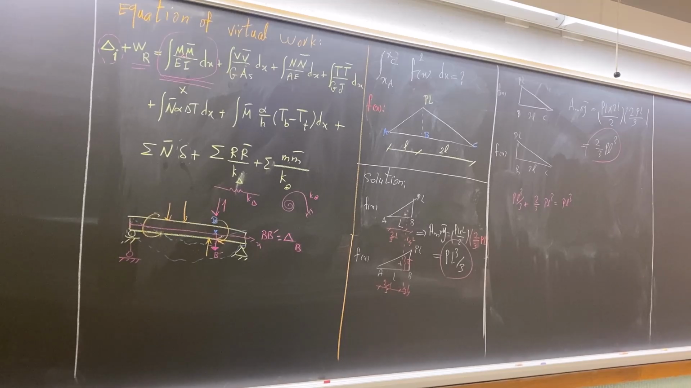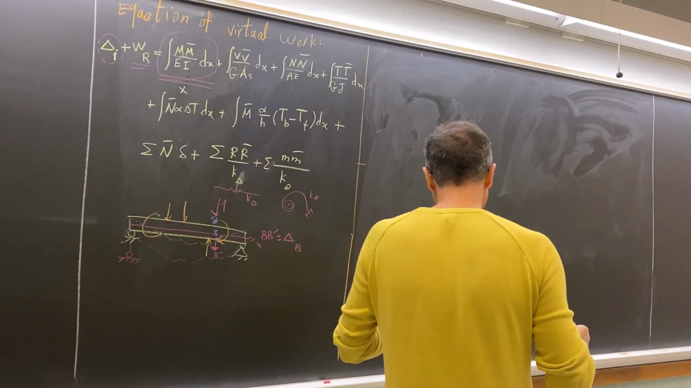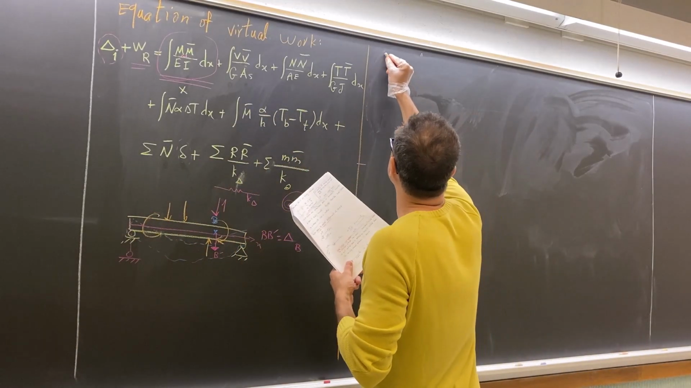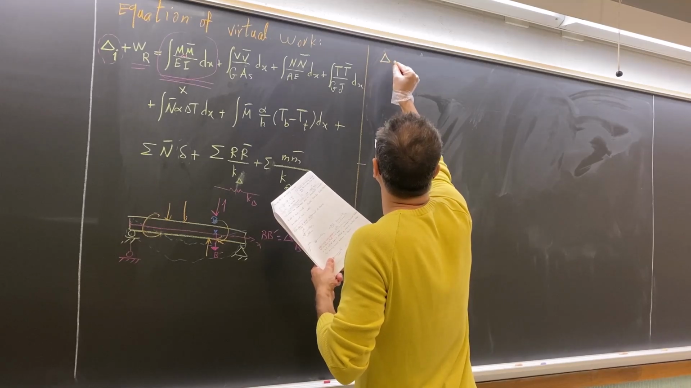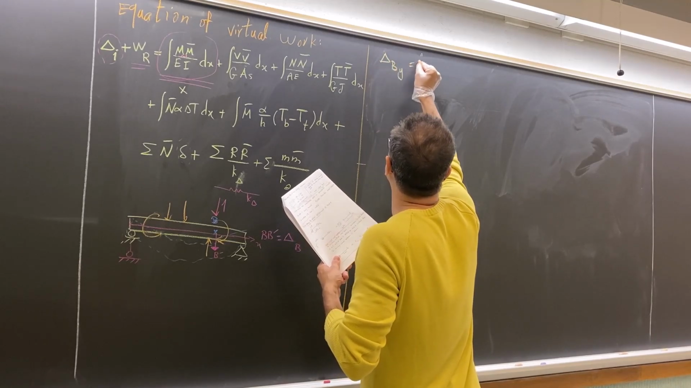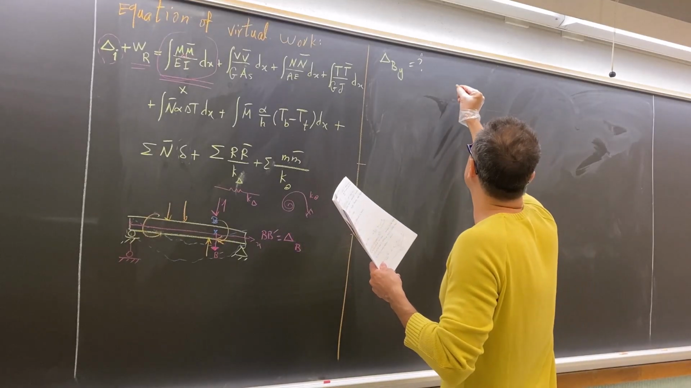And let me show you the textbook so you can see what's going on. We go back to article 7.3, where we have determined the vertical displacement of point B. Vertical displacement at point B means delta at point B vertically.